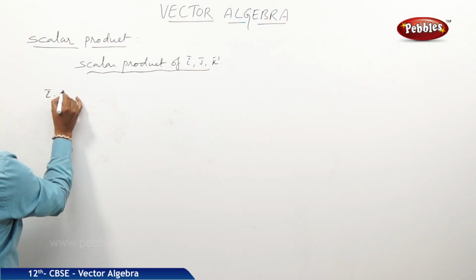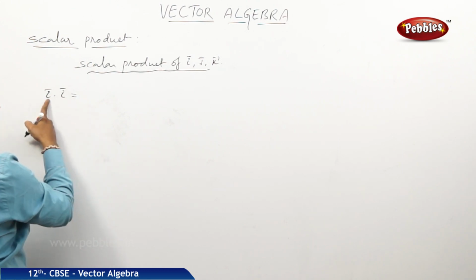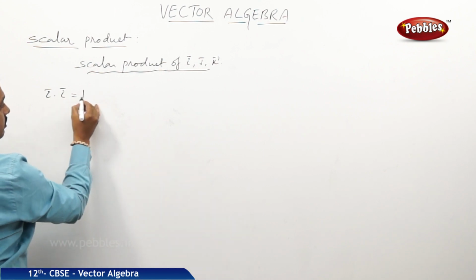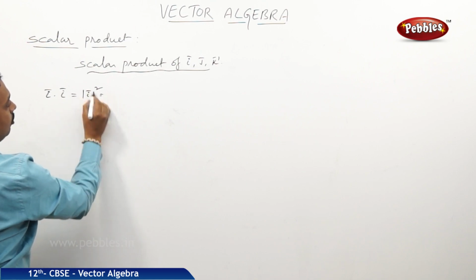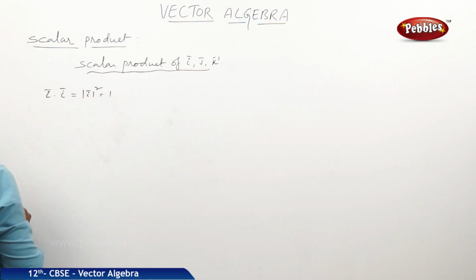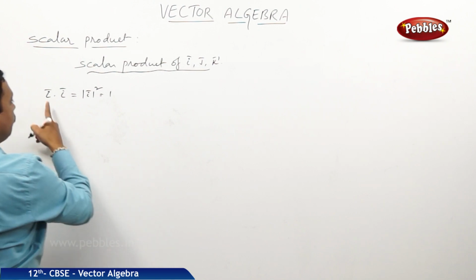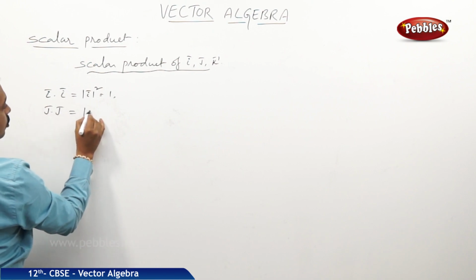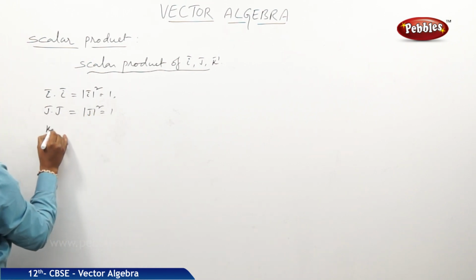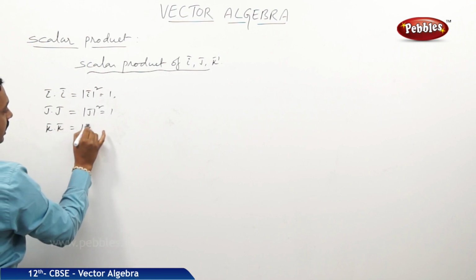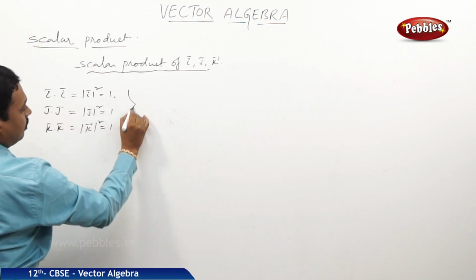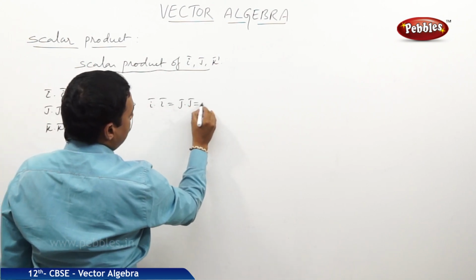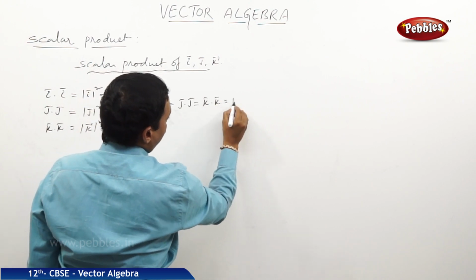Now, i bar dot i bar is equal to, already we know the dot product of a vector with itself is always mod A square. Similarly, it is mod i square. Modulus of i is equal to 1. Hence, mod i square is equal to 1. Therefore, i dot i is equal to 1. In the same way, j dot j is equal to mod j square, which is equal to 1. k dot k is equal to mod k square, which is also equal to 1. Therefore, i dot i is equal to j dot j is equal to k dot k is equal to 1.